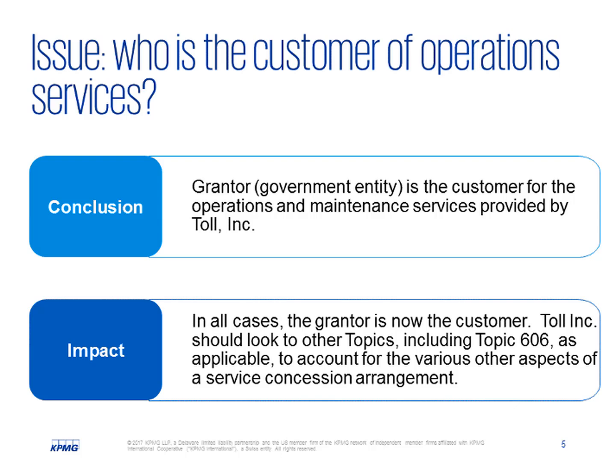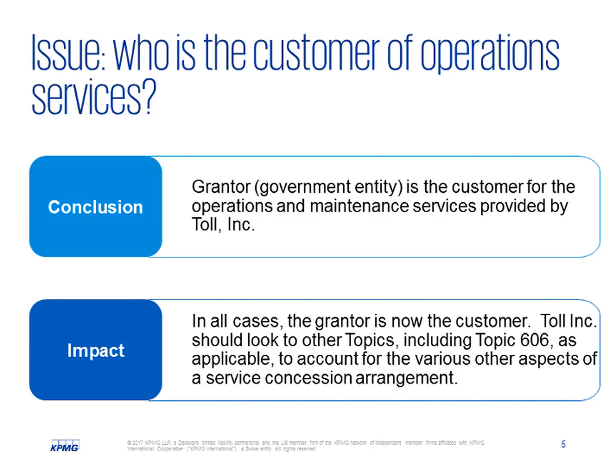On March 16th of 2017, the EITF reached a final consensus that the customer in a service concession arrangement that's accounted for under Topic 853 is always the grantor. The third-party users, for example, the drivers using the toll road, are not the customer. So in accordance with EITF 16C, the government entity or grantor is the customer for the operations and maintenance services provided by Toll Inc. The consensus will reduce diversity in practice in identifying the customer in these arrangements.